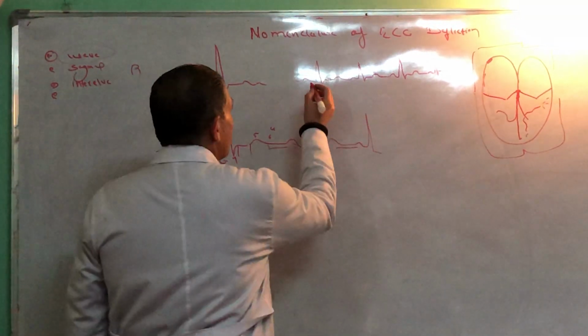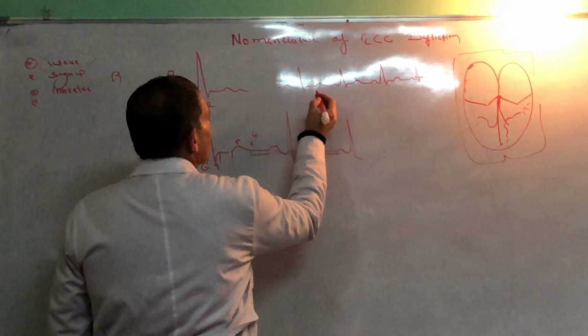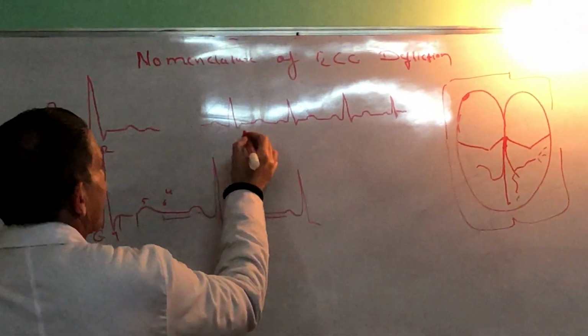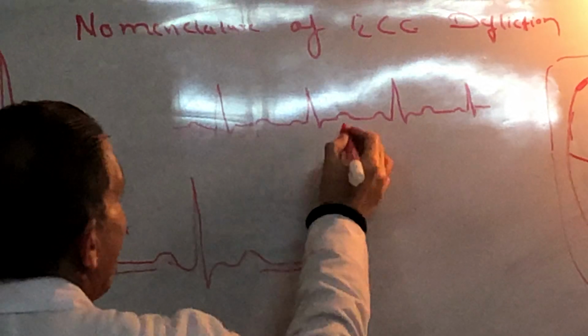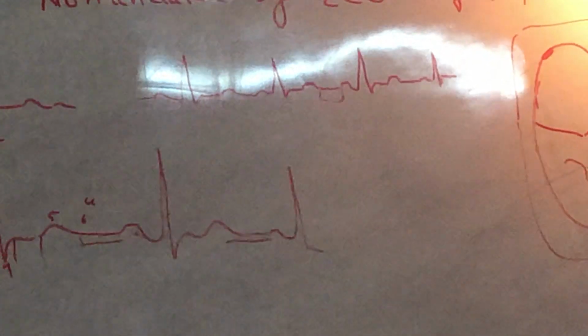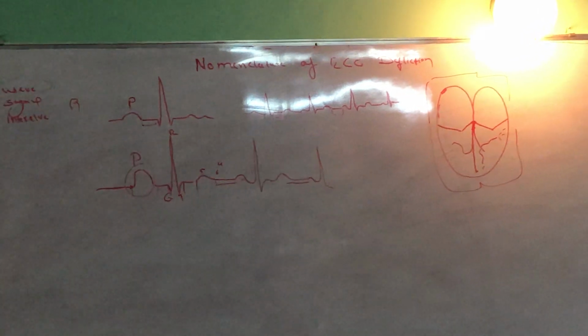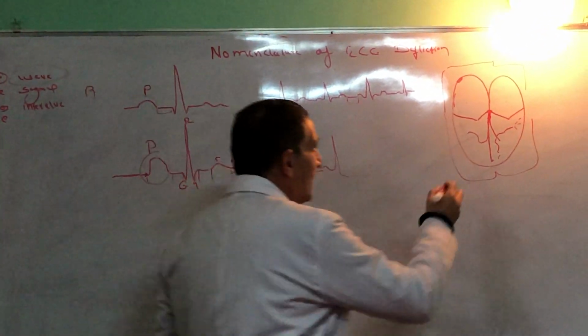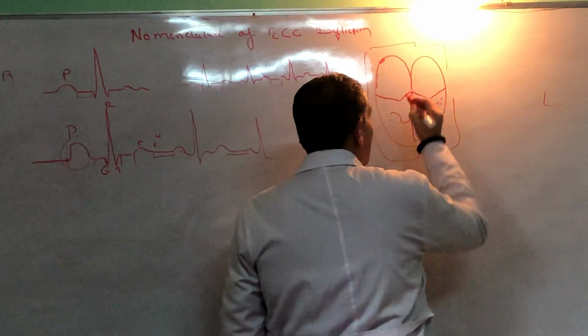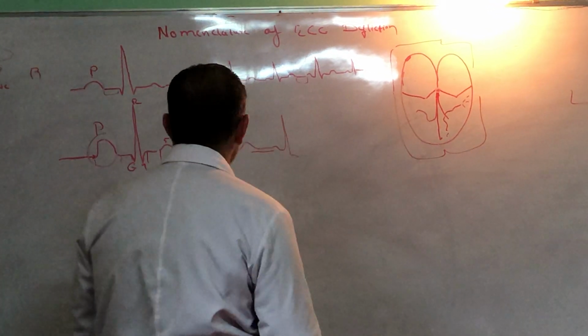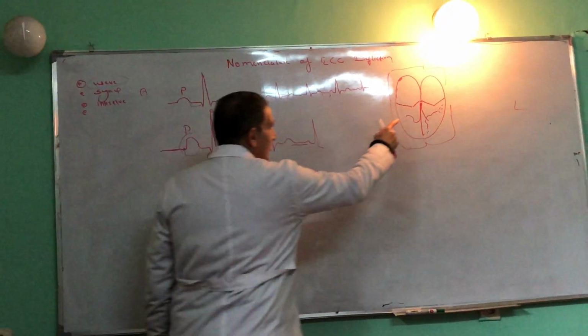Number one is the PR segment. The other segments are the ST segment and the TP segment. So we have three segments. What does the PR segment represent? The PR segment represents AV nodal conduction.